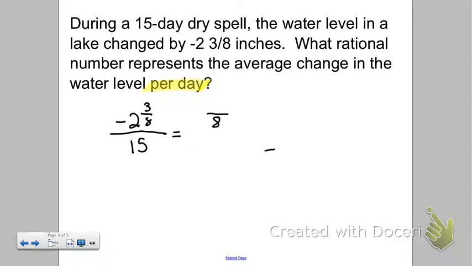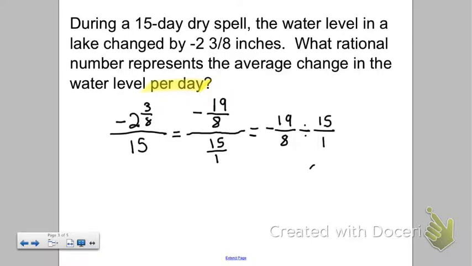My 8 is going to stay. I'm not going to worry about the negative sign just yet. 8 times 2 is 16, plus 3 is 19. Now I'm just going to make this whole fraction negative. Divided by 15, I'm going to turn this into 15 over 1. I'm going to rewrite this as negative 19 over 8 divided by 15 over 1.